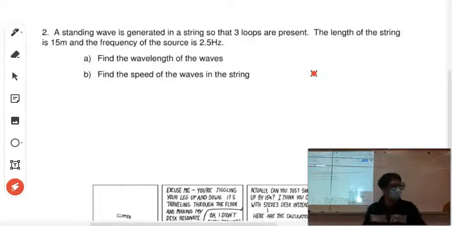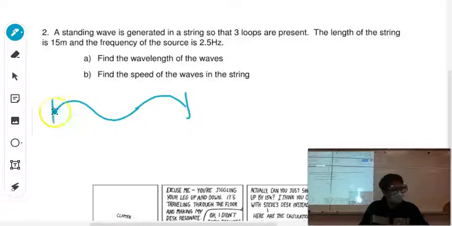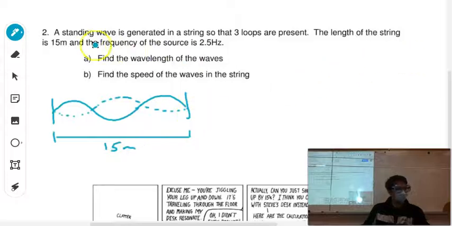All right, so next example. Here we have a standing wave generated in a string so that 3 loops are present. So let me attempt to draw that. So we have 1 loop, 2 loop, and 3 loops, like that. There we go. The length of the string is 15 meters. So this length is 15 meters. And the frequency of the source is 2.5 hertz.